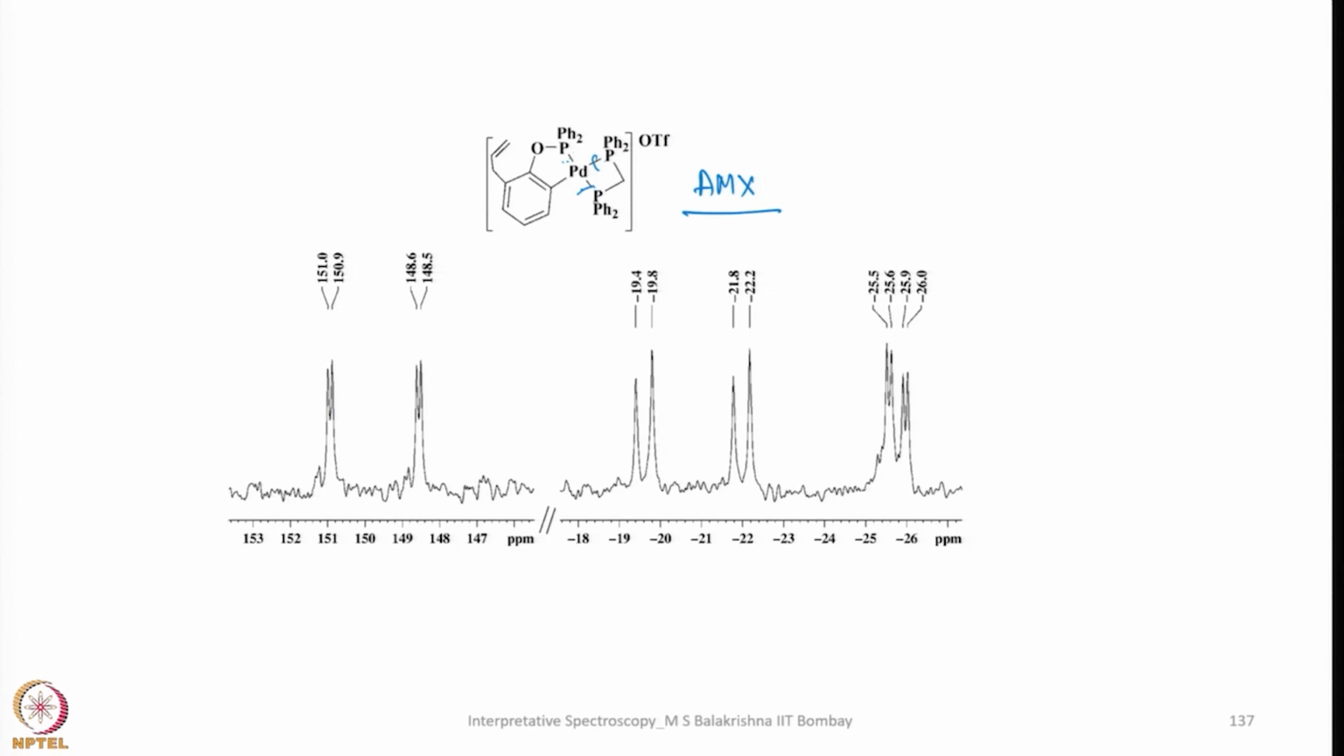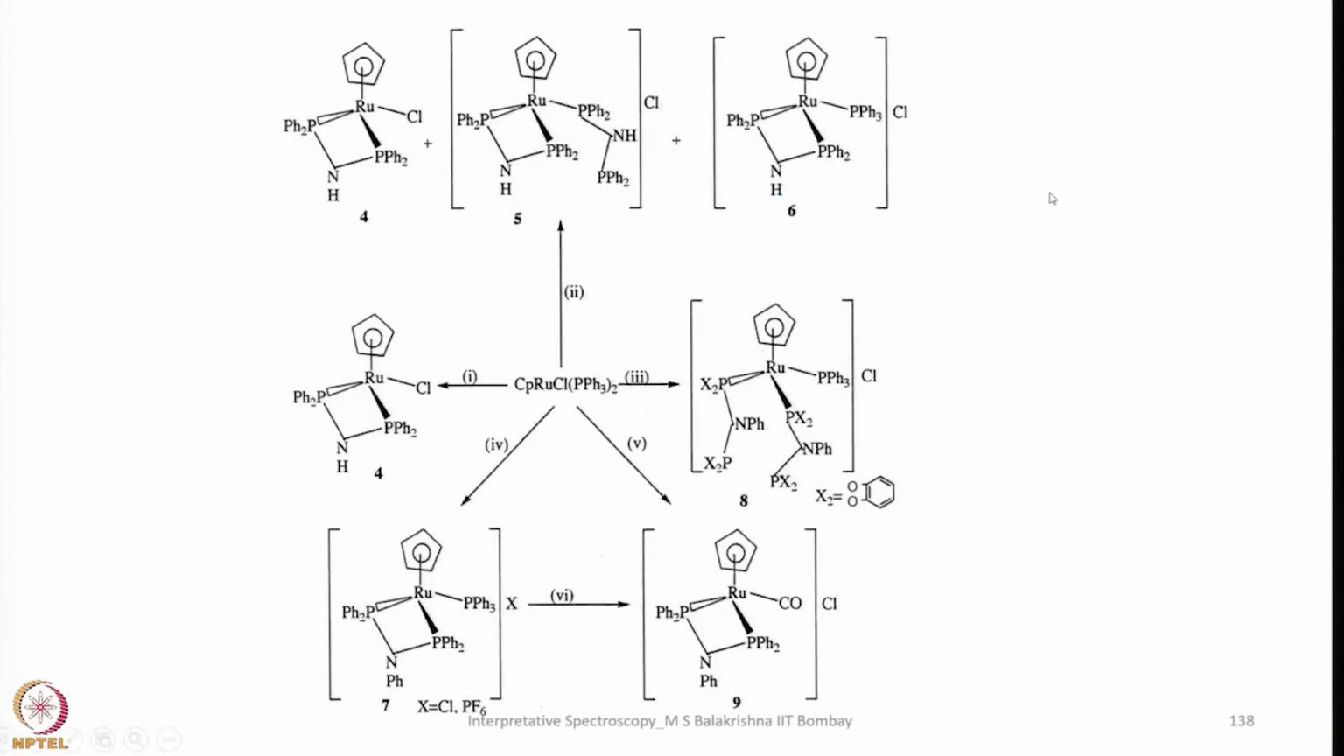Second order splitting is invariably observed in case of 1H NMR, where we have 2 hydrogen atoms present on the same carbon. The geminal coupling will be seen, the carbon being substituted with different groups on either side. So now let us look into one interesting reaction here.